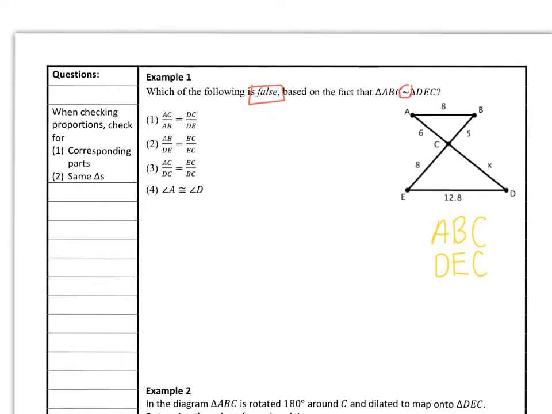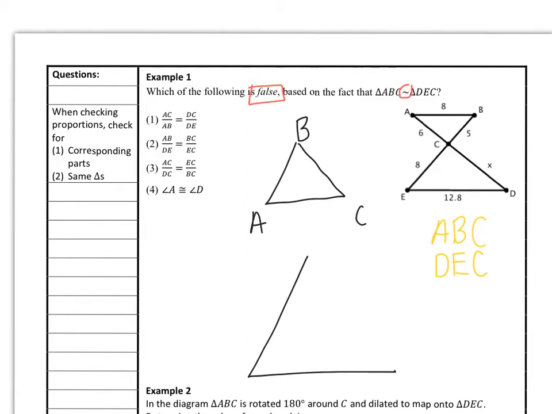So I want it to go A, B, C, then D, E, C. So I'm just going to take my pencil here, and I'm going to go ahead and draw the small one, which I want to go A, B, C. I'm going to draw the larger one. I'm going to make that go D, E, C.